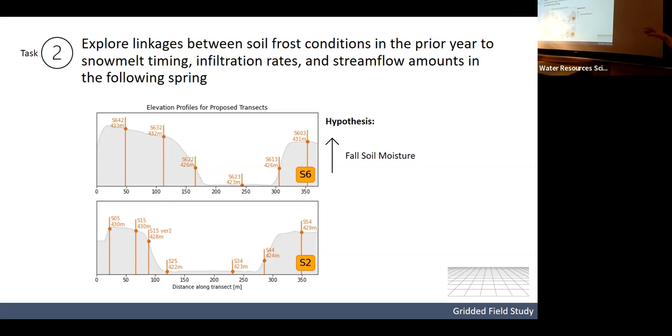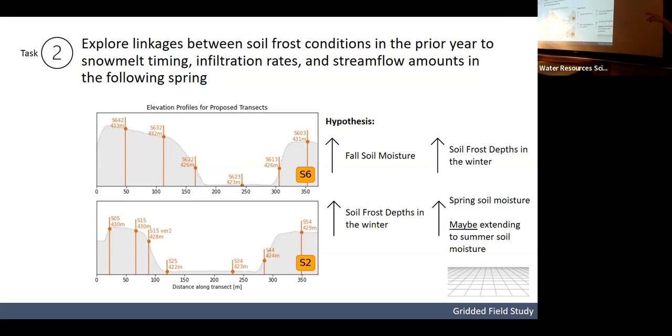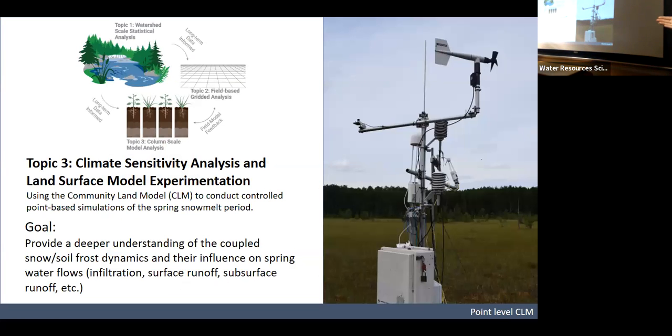So we'll be seeing water available from snowmelt percolating into the soil layer, but also from that frost layer melting out as well. And so generally what we'll expect to see is that higher soil moistures in the fall will lead to larger, thicker soil frost depths in the winter. And then furthermore, those frost depths will lead to higher spring soil moisture conditions. And maybe, this is a big maybe, that will extend to summer soil moisture and water table or water availability as well. So that's the field study.